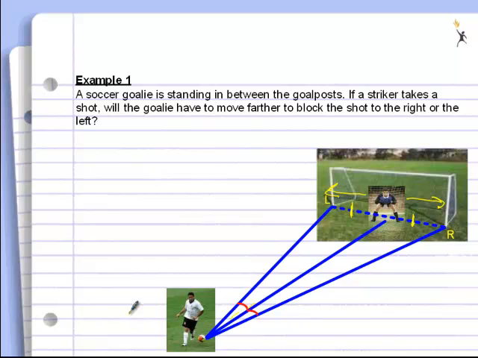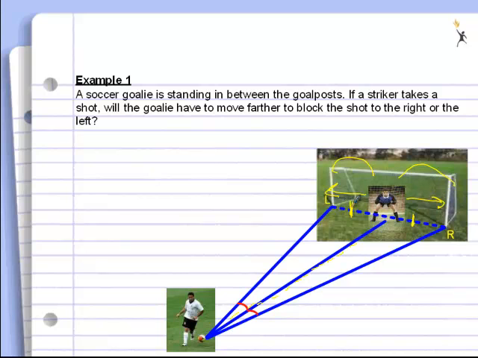He stands on the angle bisector, meaning the angle the striker is to the goal is cut in half. Half of that angle is over here. Half the angle is over here. And so it would be the same distance for him to go to his right or his left.